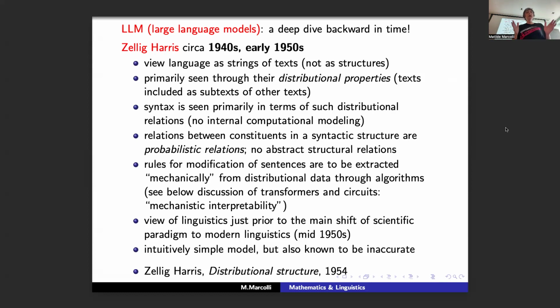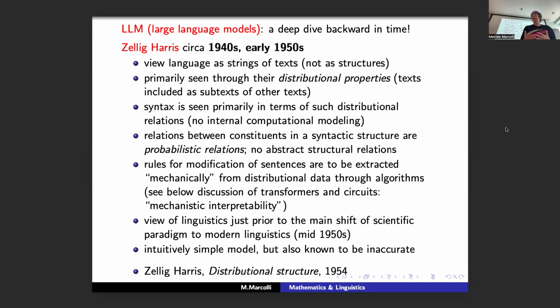So part of the idea of this model was that syntax is seen primarily as this kind of probabilistic distribution of relations of how strings of text are included into each other. So there is no attempt, intentionally no attempt, to actually model syntax as its own structure, especially as its own computational structure. And all relations, in what we in modern linguistics call syntactic structures, would simply be described by probabilistic relations. So no abstract, algebraic structural relations.